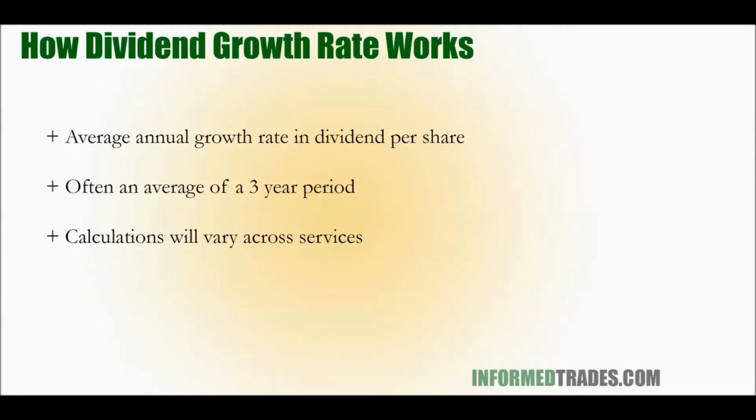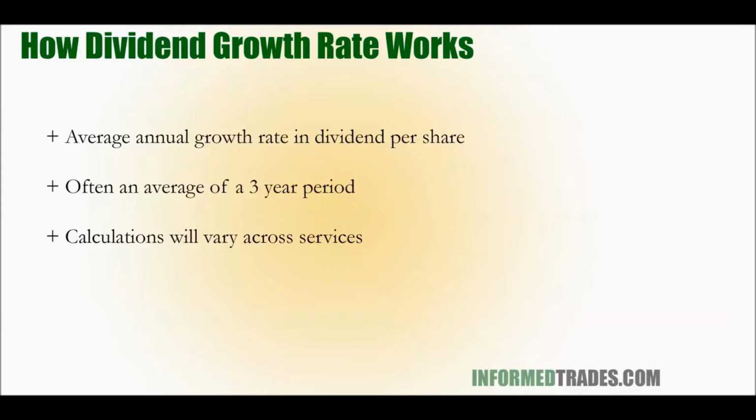Okay, so what exactly is the dividend growth rate? It's basically a way of looking at the annual average growth rate in dividend per share. So if a company starts out issuing $1 in annual dividends per share, and then next year it's at $1.10, that's a 10% growth rate, 10% from year to year. And so you're looking at the average: how much is the company increasing its annual dividend on average per year? That's what the dividend growth rate is basically trying to calculate.